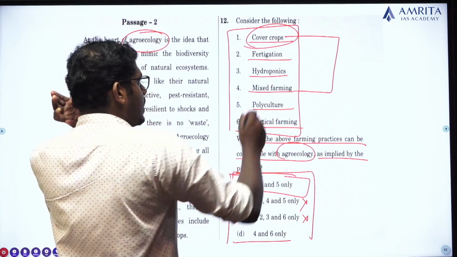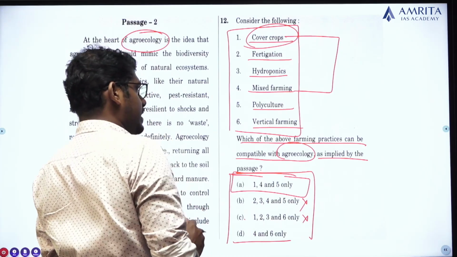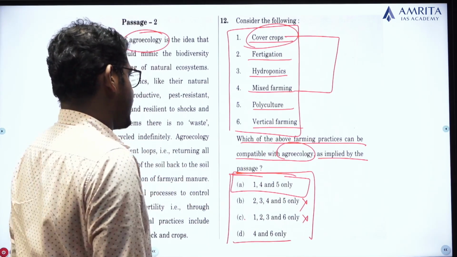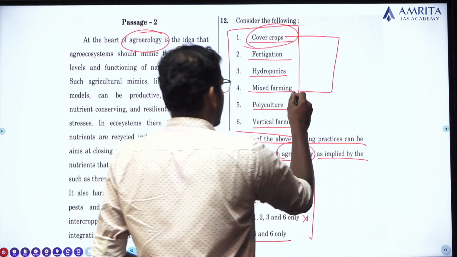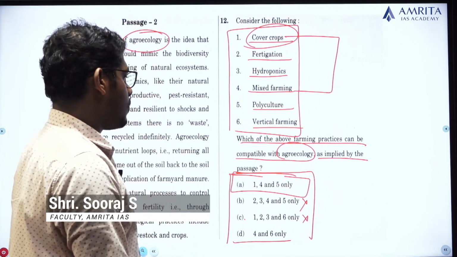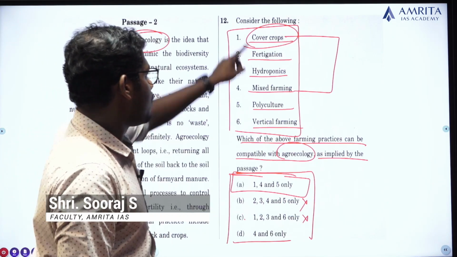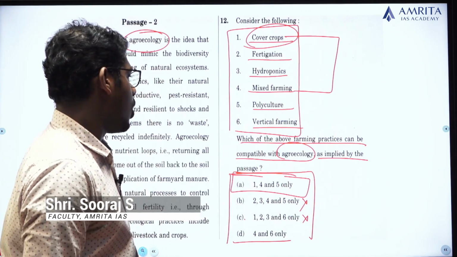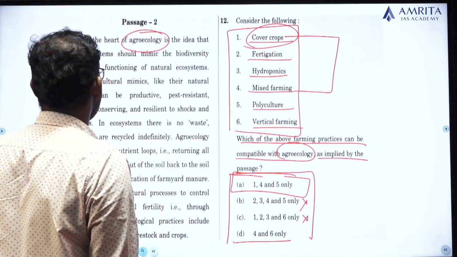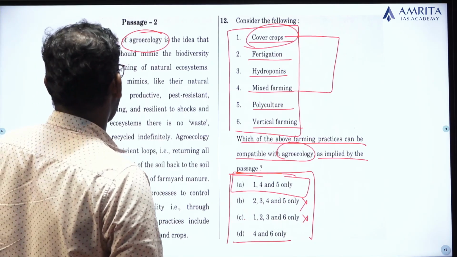One more thing, these 1 and 4 are directly connected. Cover crops and mixed farming are closely connected. Mixed farming is closely connected with what? The polyculture. So the most probable answer is 1, 4 and 5. Option A will be the answer. Now we have to check the paragraph, or read the paragraph.